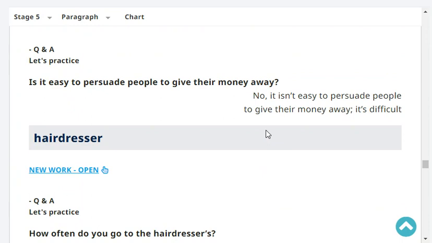Is it easy to persuade people to give their money away? No, it isn't easy to persuade people to give their money away. It's difficult.